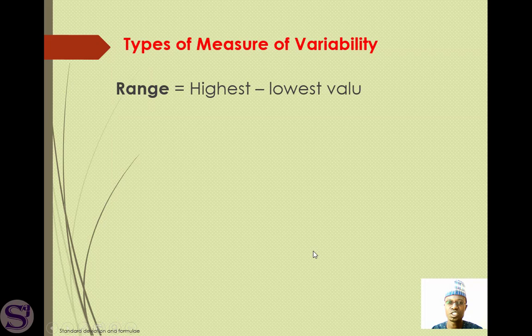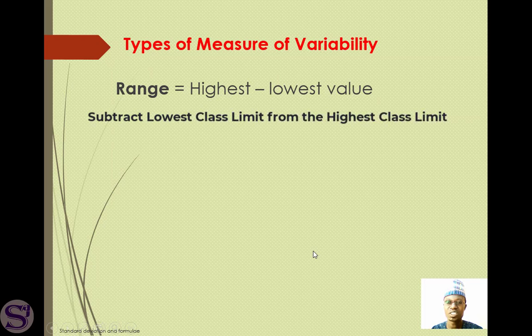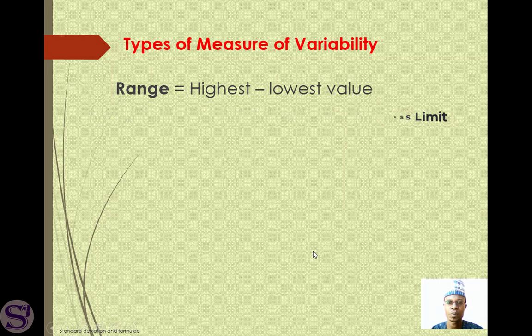We have the range, which is computed by subtracting the lowest value from the highest value in a data set. That is when the data is ungrouped. But when the data is grouped, it is calculated by subtracting the lowest class limit of the least group from the highest class limit. In other words, when the data set is grouped, it is determined by subtracting the lowest class limit from the highest class limit. This range is not actually being used because it sidelines other values within the data set.